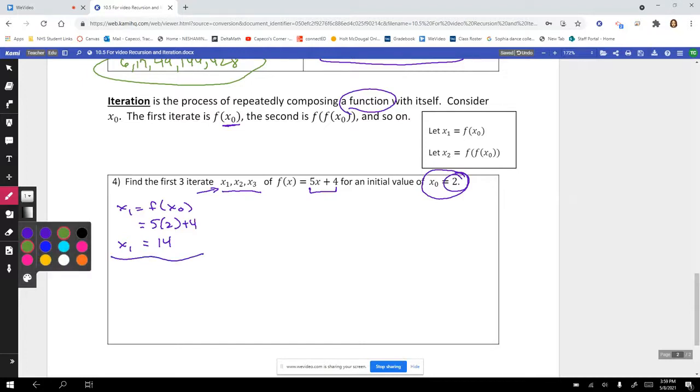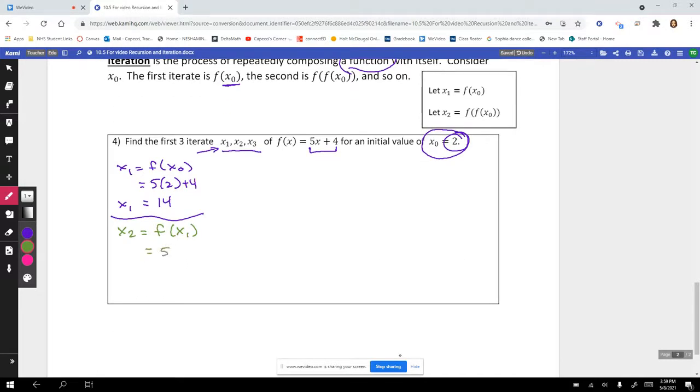Okay. Now, again, we're going to do similar. Now we're going to find x sub 2, which is going to be f of x sub 1. So again, the same idea. We're going to take 5 times 14 plus 4, and we get 74. All right, we're going to keep going. X sub 3 is going to be f of x sub 2. So I get 5 times 74 plus 4 gives us 374. So our first three iterates are going to be 14, 74, and 374.